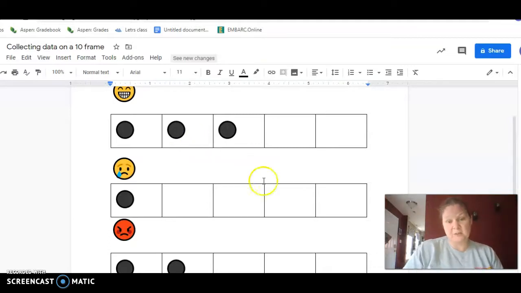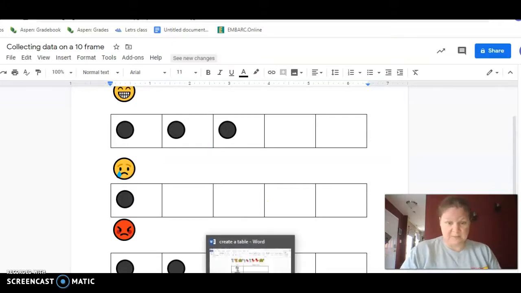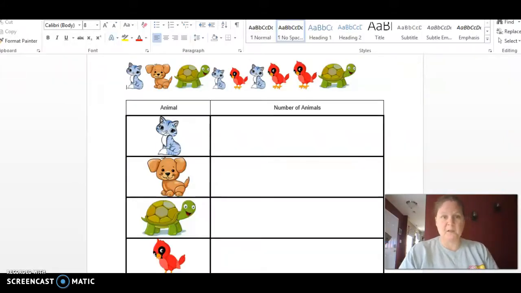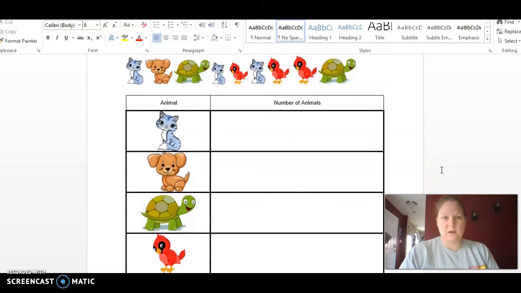All right, I'm going to show you another way to look at data. Do you see my picture now? This is called a table. Everybody say a table. And not like a table where you sit and eat dinner. This is a table where you could write your data on. So let's pretend this table is about how many pets we have.